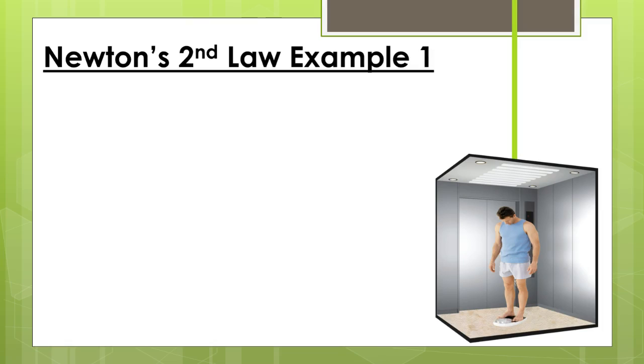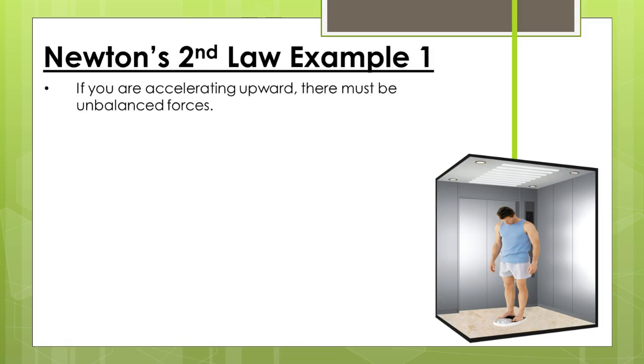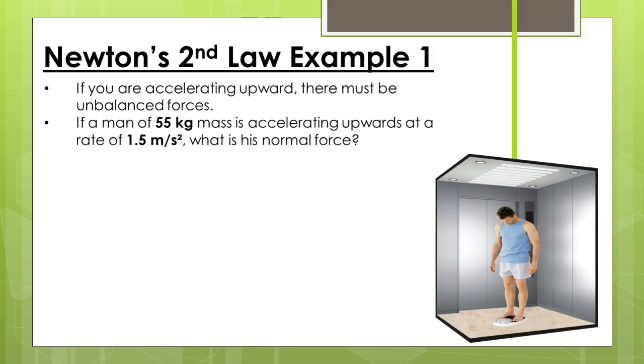Elevators are a great place to observe and apply Newton's second law. If you're accelerating upward, there must be unbalanced forces. If a man of 55 kilogram mass is accelerating upwards at a rate of 1.5 meters per second squared, what is his normal force? Now in this case, we would be looking at his normal force on the scale. A scale, or a normal scale, actually tells us our normal force, not our weight.